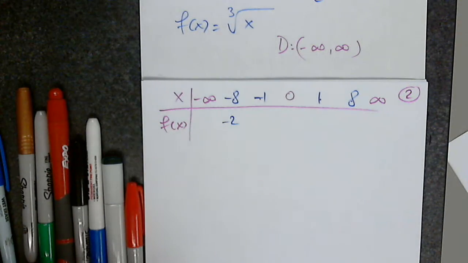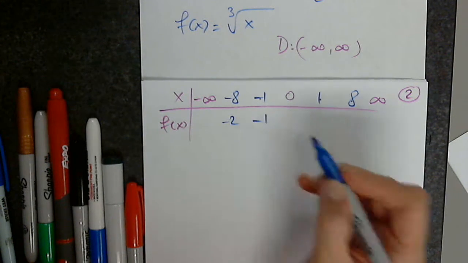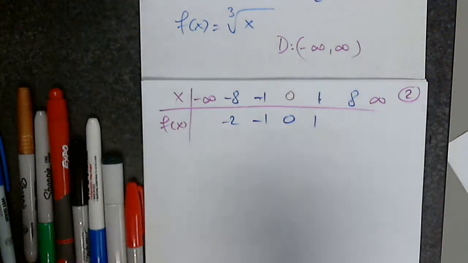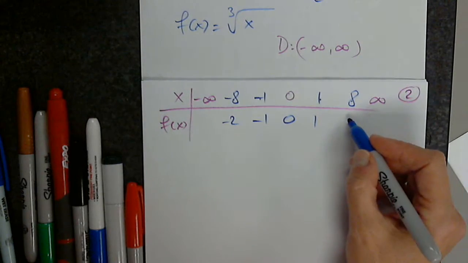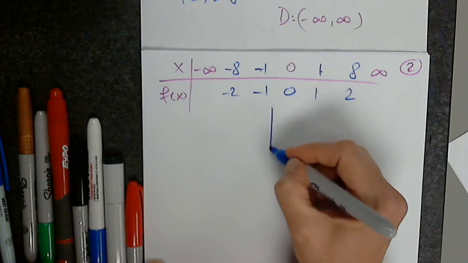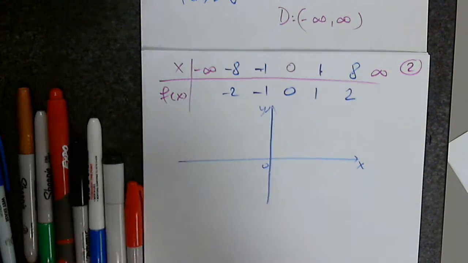Excellent. Please plug in -1 and tell me what you get. Excellent. Please plug in 0. Okay. Please plug in 1. Please plug in 8. Excellent. Good. Awesome. So let's graph this function.